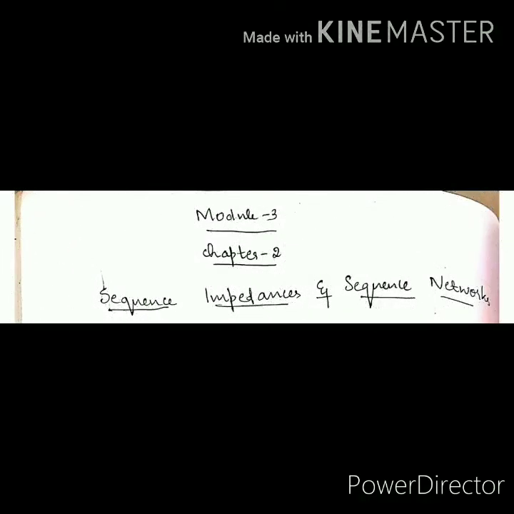So next we'll move on to the second chapter of module 3. This is sequence impedances and sequence network. One problem from this module is a sure question. One problem may come, or sometimes you can expect some theory part also. So I'll give all the important questions at the end of this chapter.